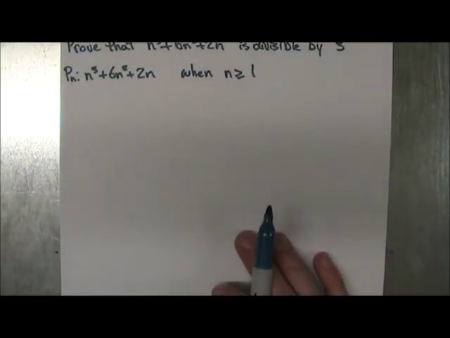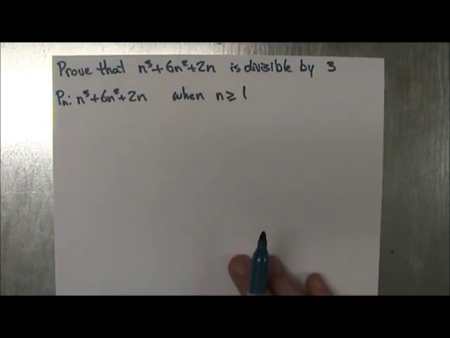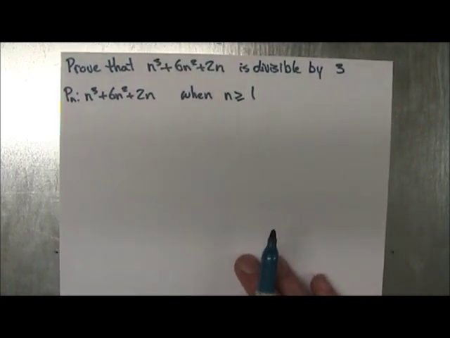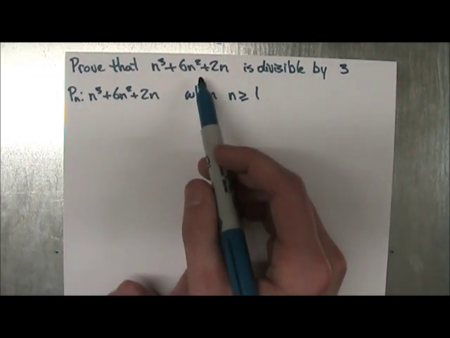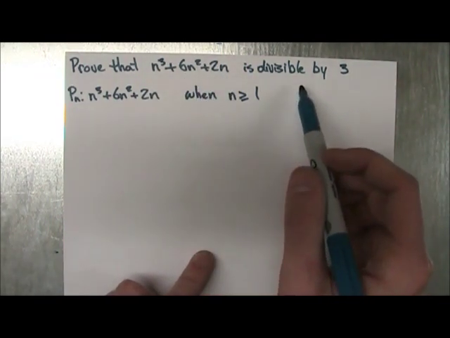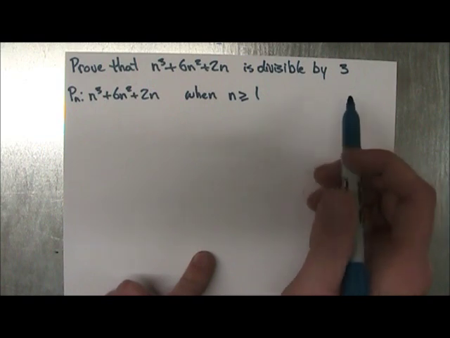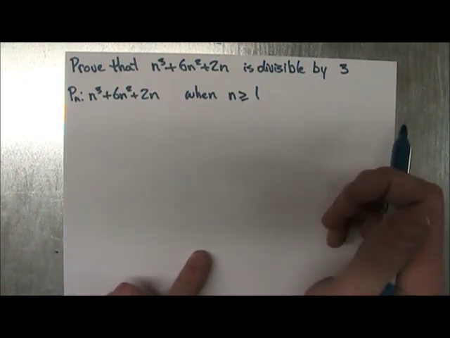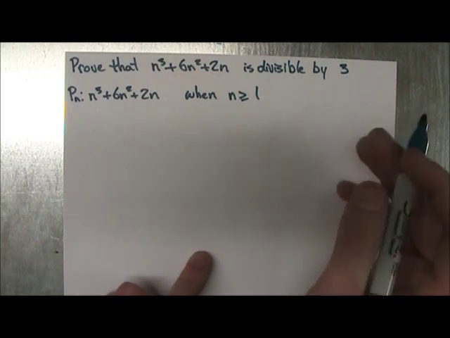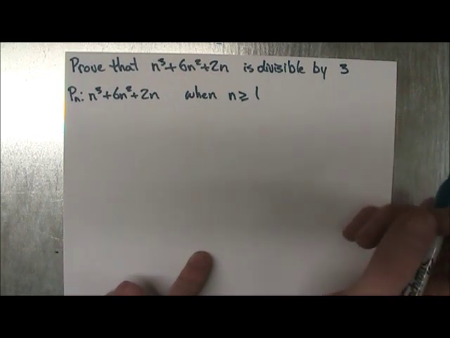Okay, let's start. So our problem today is you have to prove that n cubed plus 6n squared plus 2n is divisible by 3. It's a little different from the last problem because you can't make the left-hand side equal the right-hand side, but you're still going to follow those 3 steps we talked about in the first video.